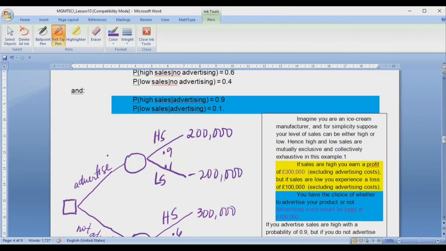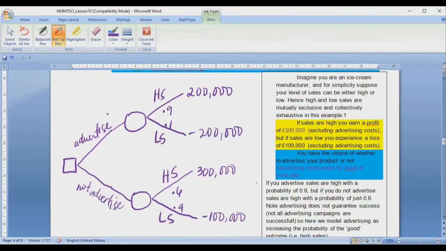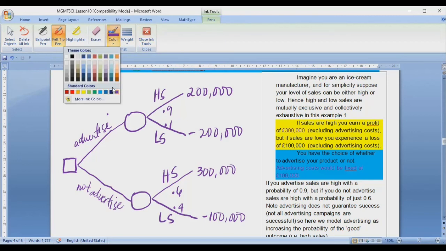That is our loss. So, which is better? To advertise or not to advertise your ice cream? You need to compute the expected value. What you need to do is solve one by one.